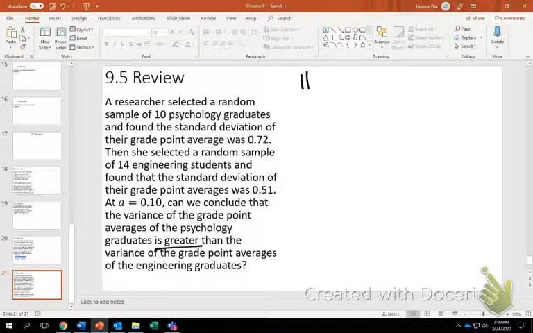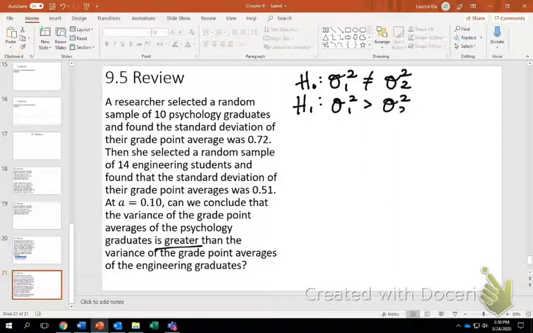All right, so first things first, we can set up our hypotheses. The null hypothesis is when our two pieces are equivalent. And our alternative is going to be when the first piece is greater than my second piece of information. And this is what we're testing, so I'm going to put my claim right here with the alternative hypothesis.